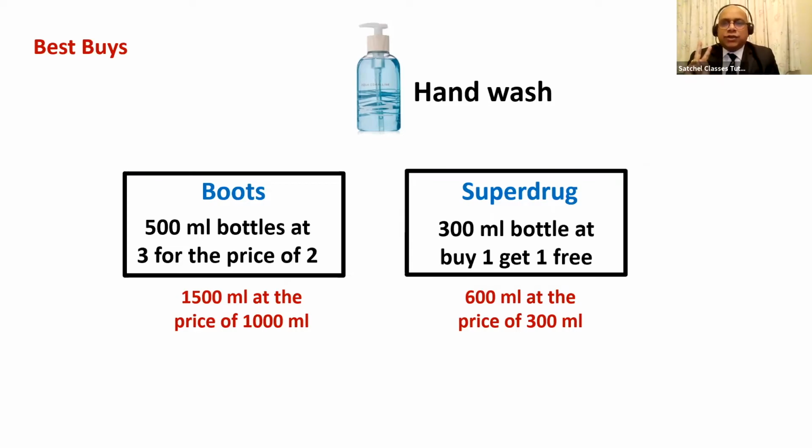So if you get two of them, you will end up getting 600 milliliters at the price of 300 milliliters. At the price of one bottle, which is 300 milliliters, you will get two bottles, which is 600 milliliters.